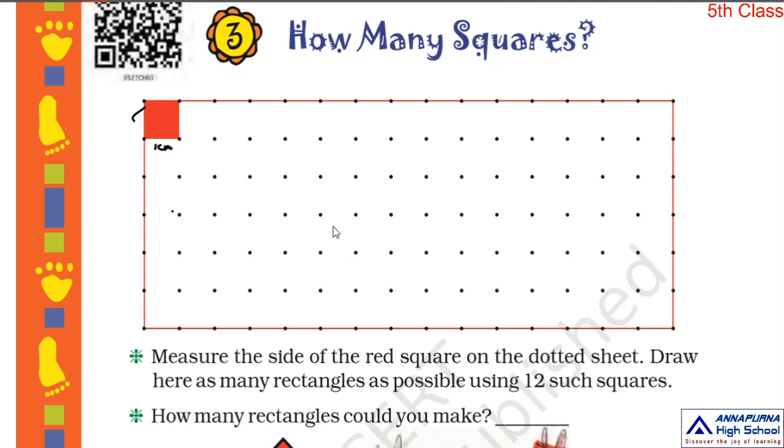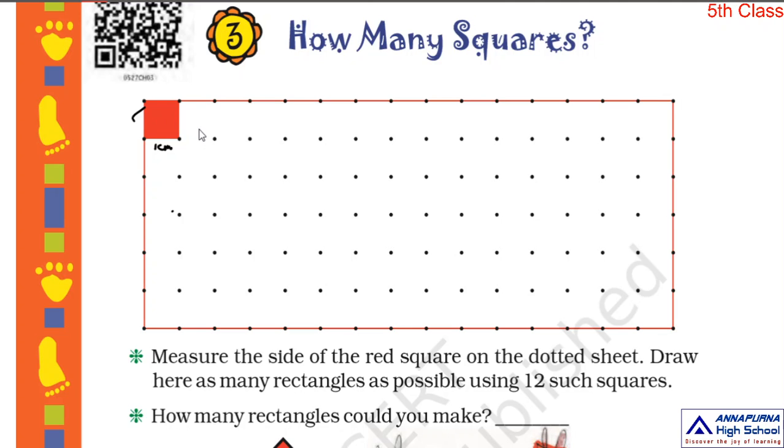Draw in this dotted sheet as many rectangles as possible, so that each rectangle has 12 such squares. Like that, you divide the total dotted sheet into rectangles such that each rectangle has 12 such squares. So let me count how many squares are there along this length now.